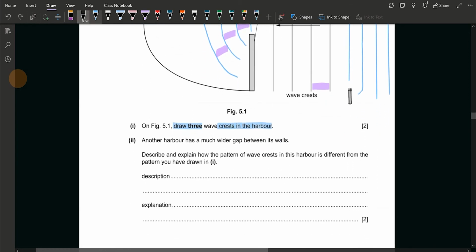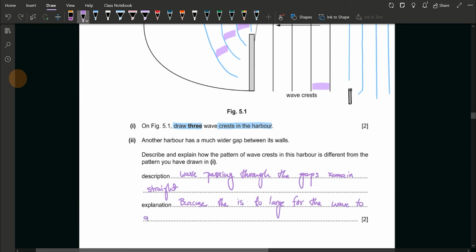So we can write our answer here: wave passing through the gaps remains the same, or we can say it stays straight. And the explanation is going to be because the gap is too large for the wave to get diffracted.